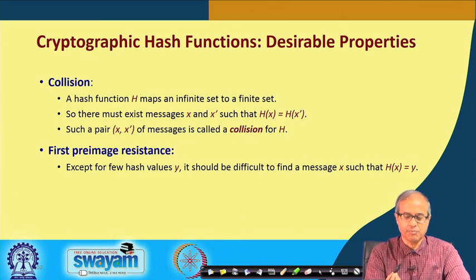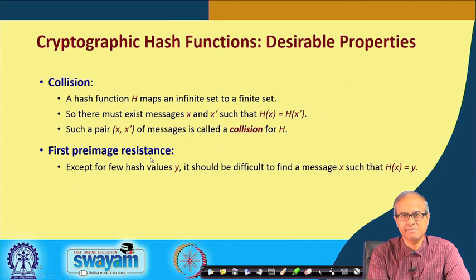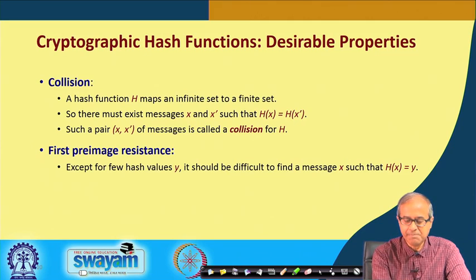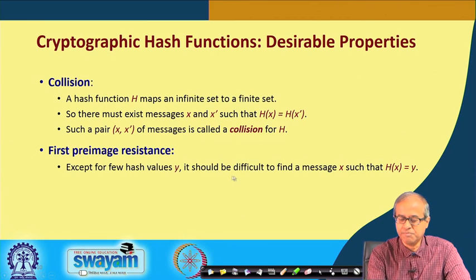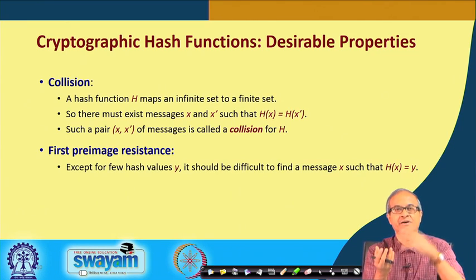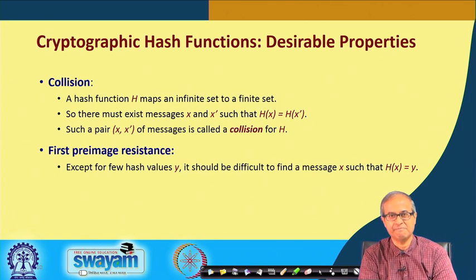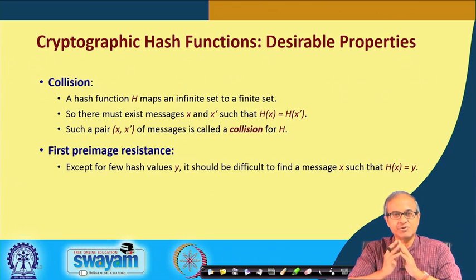Now, talking about the properties, the first property is called first pre-image resistance. What does this property say? It says that except for a few hash values y, it should be very difficult to find a message x such that h(x) equals y, which means I have given you some hash value and I ask you to find a message for which the hash value will be equal to what I have given you. So, it is not easy to do that.